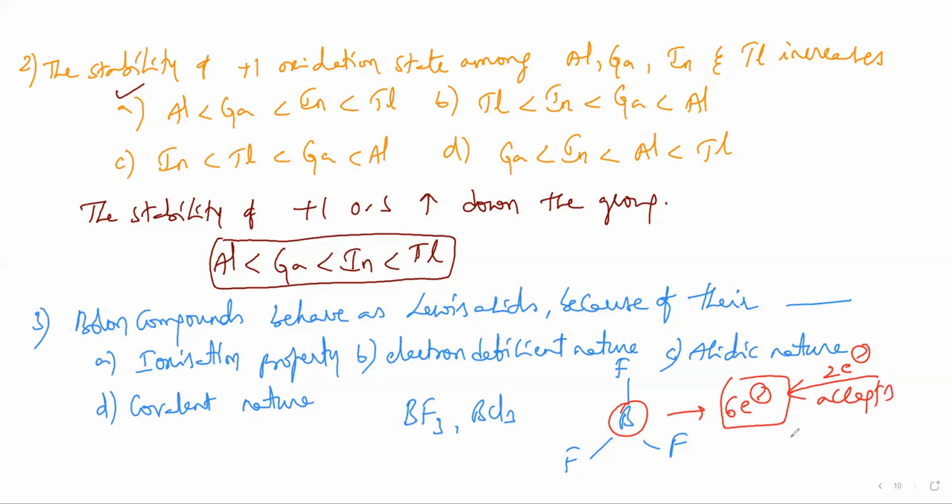That means due to this electron deficient nature, it is able to accept electrons. An electron pair acceptor is a Lewis acid. So what is your answer there? Electron deficient nature.